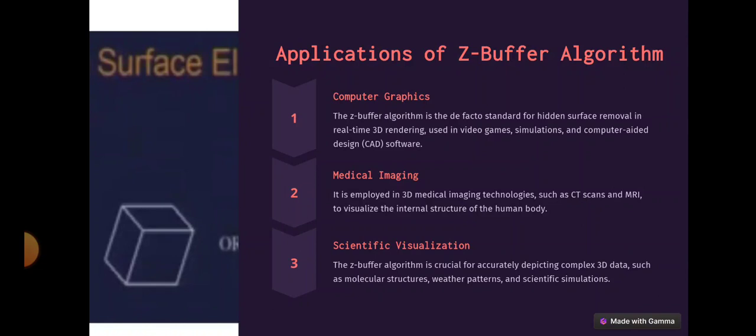Medical imaging: it is employed in 3D medical imaging technologies such as CT scans and MRIs to visualize the internal structure of the human body. In scientific visualization, the Z buffer algorithm is crucial for accurately depicting complex 3D data such as molecular structures, weather patterns, and scientific simulations. So those are all the points that go with Z buffer algorithms.